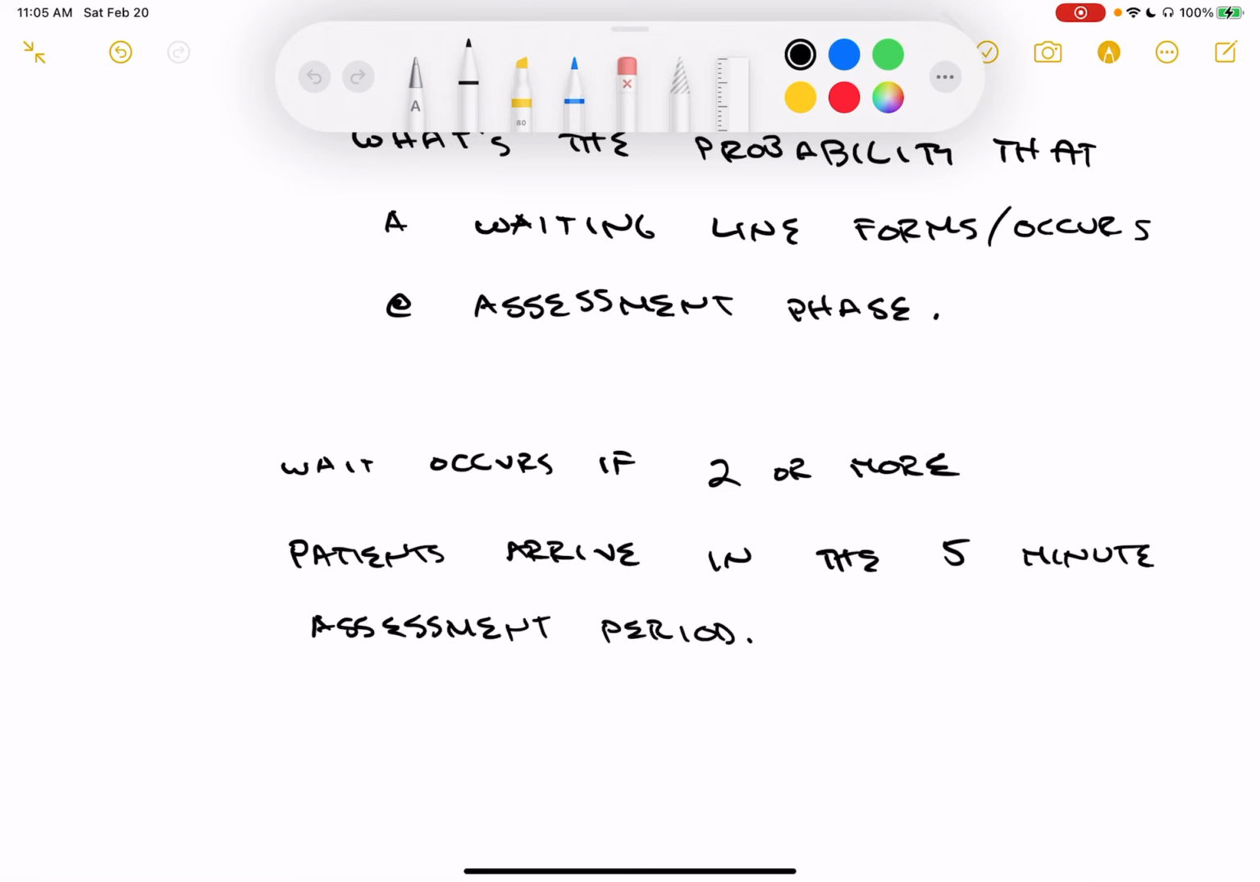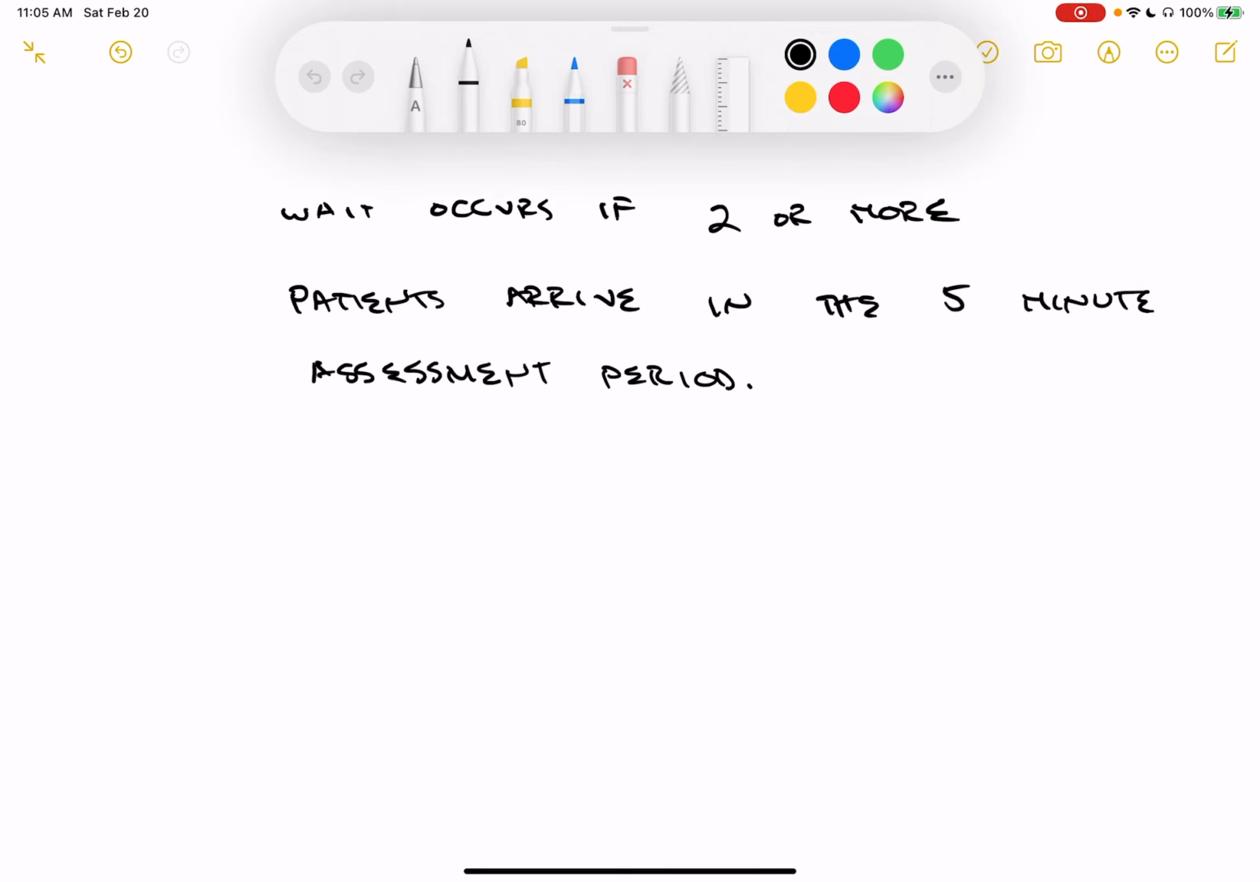If nobody arrived, there's not going to be a wait line formed. If one person arrived over a 5-minute period, well, then no wait line occurred. But if 2 or more arrived over that 5-minute period, it's not going to allow everybody to get out of the line. A wait will have occurred. So I want to be able to solve this with a Poisson.